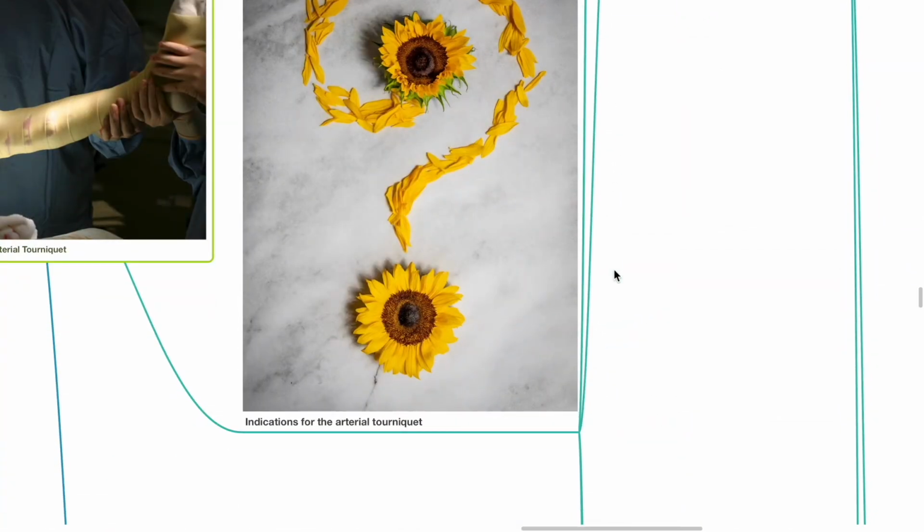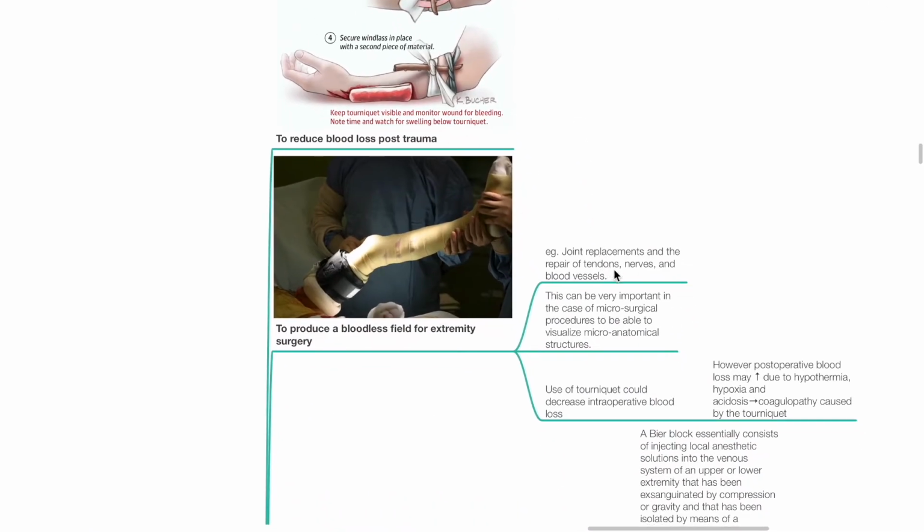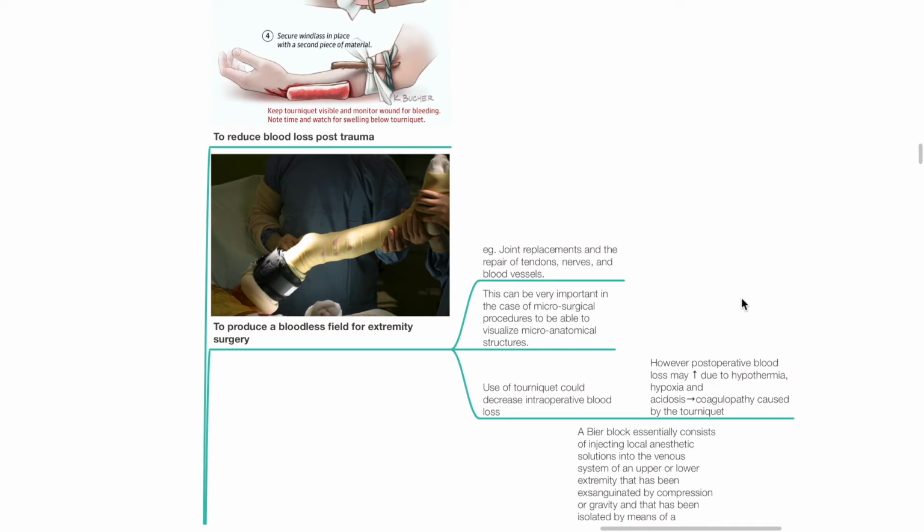Indications for the arterial tourniquet: to reduce blood loss post-trauma, to produce a bloodless field for extremity surgery, for example, joint replacements and the repair of tendons, nerves, and blood vessels. This can be very important in the case of microsurgical procedures to be able to visualize microanatomical structures. Use of tourniquets could decrease intraoperative blood loss. However, post-operative blood loss may increase due to hypothermia, hypoxia, and acidosis-induced coagulopathy caused by the tourniquet.